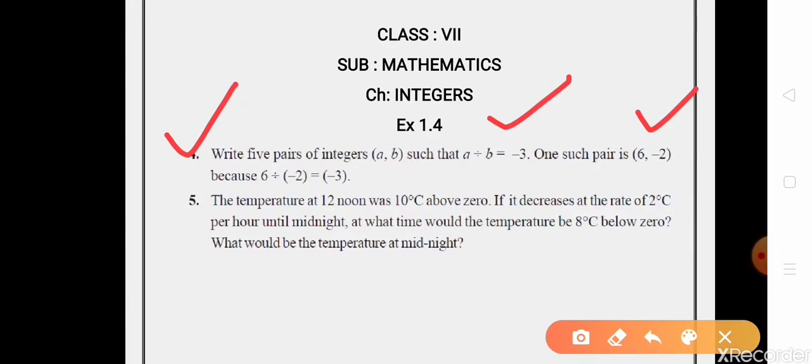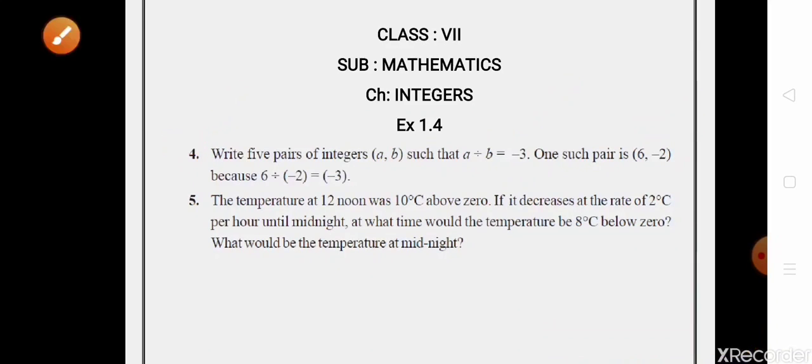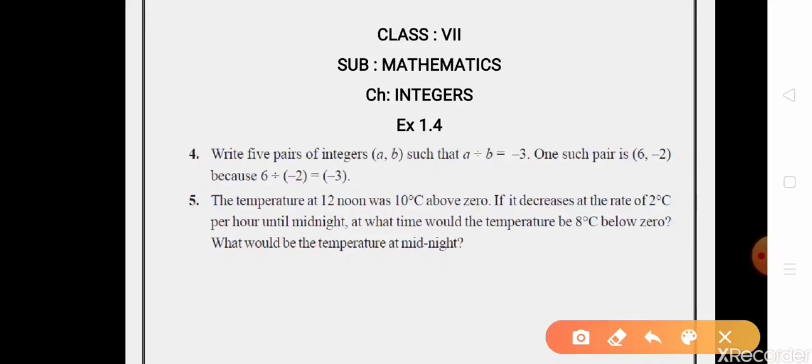Why? Because if you remember what we did in our previous class, rule number 2 says that when we divide two negative integers, the quotient is always positive. But here the quotient has to be what? Negative, right? So remember this while answering them. I'm very sure you all will be able to do this. It's quite easy. Now going to question number 5.